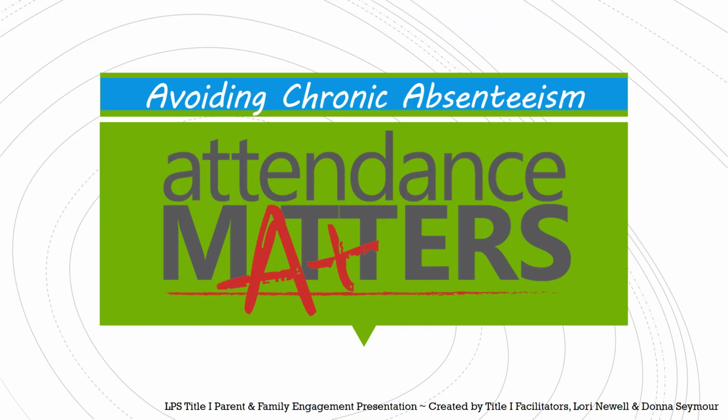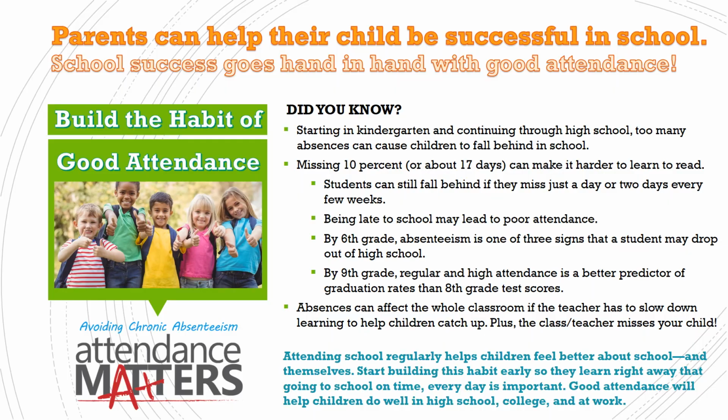An important way to help your child do well in school is by avoiding chronic absenteeism, because attendance matters. School success goes hand in hand with good attendance. Did you know, starting in kindergarten and continuing through high school, too many absences can cause children to fall behind in school? Missing 10% or about 17 days can make it harder to learn to read.